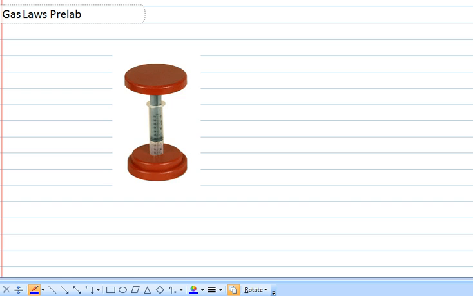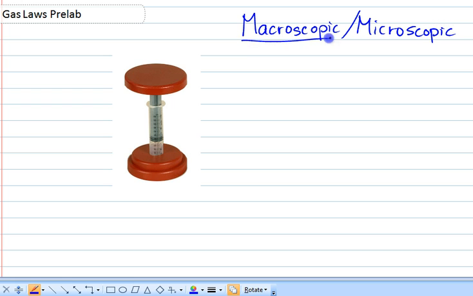We're looking at gas laws, how do gases behave, and this is something that we can look at on both a macroscopic and microscopic level. So what I mean by that is macroscopic is large scale, and that's what we're going to be looking at in this experiment. We're going to have an apparatus kind of like what you see, where there's a syringe that's kind of upside down and it's marked off with different volumes in milliliters.